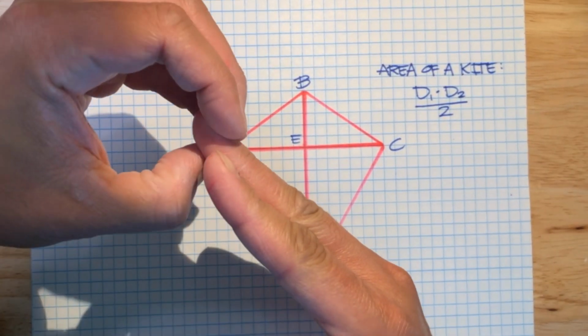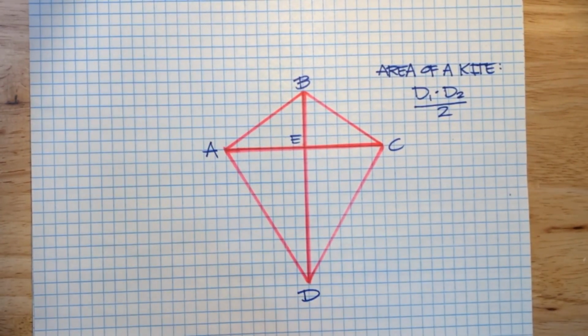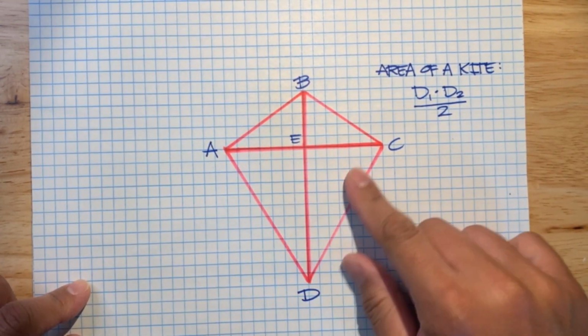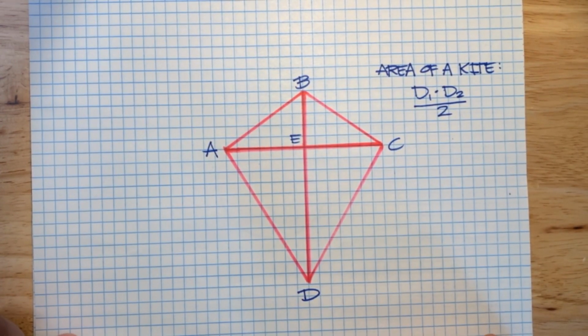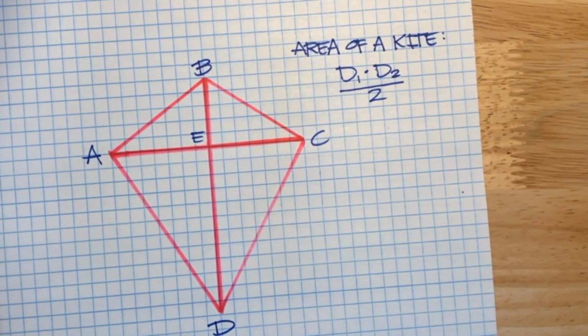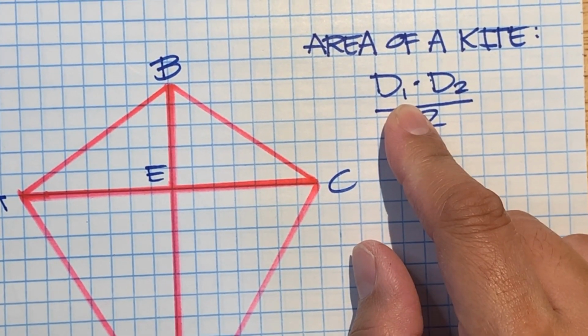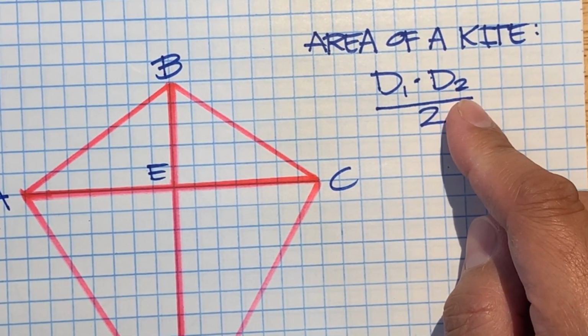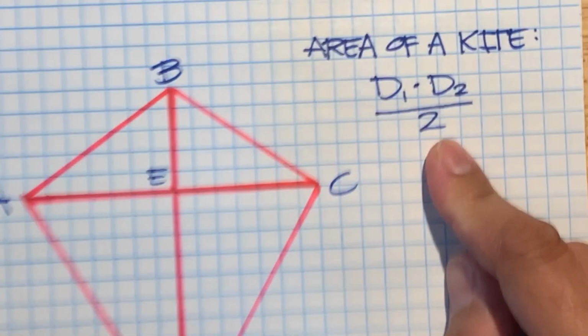Hello, this is Mr. Kinyanola, and I'm going to show you why the area of a kite, the number of squares that fit inside a specific kite, is the formula of d1 times d2 over 2, or diagonal 1 times diagonal 2 cut in half.